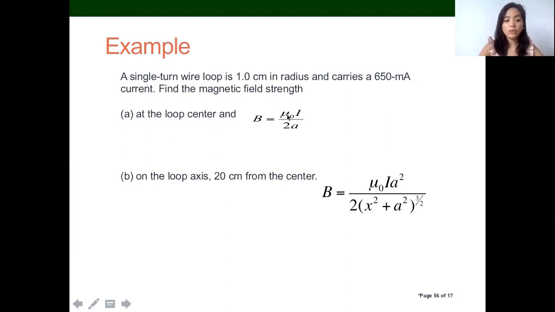B is equal to the magnetic permeability constant, current, over 2 times the radius, and for the point outside, permeability constant, current, square of the radius, over 2 times the quantity x squared plus the radius squared, raised to 3 halves.